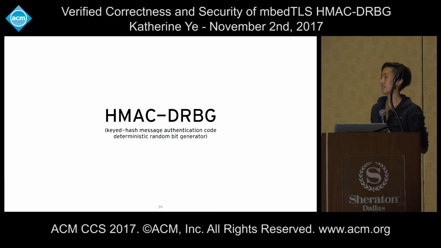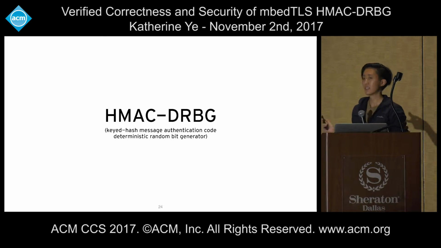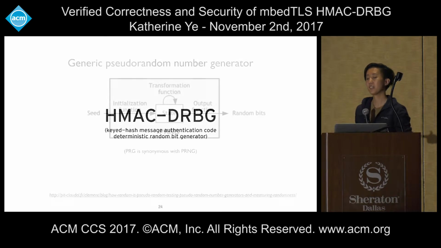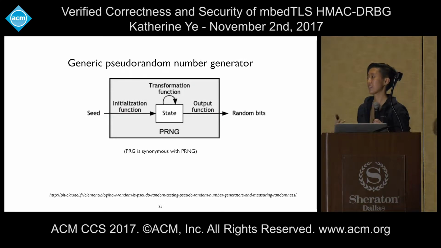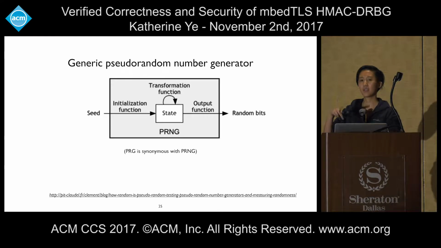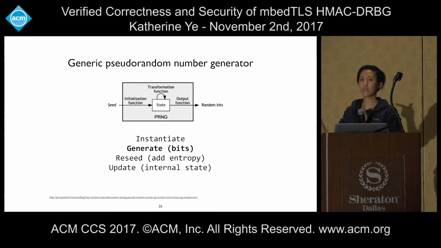Now I give an overview of what HMAC-DRBG actually does. What it stands for is Keyed Hash Message Authentication Code Deterministic Random Bit Generator. The typical PRG interface looks like this. So you have some seed, hopefully high entropy. It is passed to an initialization function, which creates an initial state, which is repeatedly transformed by some transformation function, and an output function generates some random bits, which you get. The API consists typically of these four functions: instantiate, generate, which is the most important, reseed, which is to add entropy, and update, which updates the internal state.